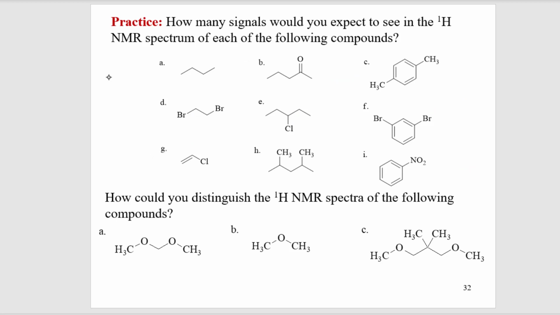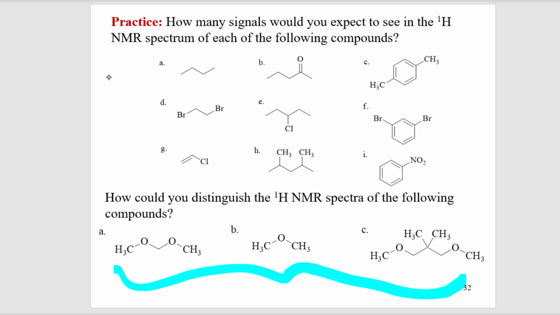Here is some practice for you. Take each molecule given and determine how many signals you would expect to see in a proton NMR for each of the compounds. And then, just using the number of signals, would you be able to decipher between A, B, and C at the bottom here? Could you take these three molecules and, just by the number of signals, given 3 spectra, match the molecule with its spectrum? I'll have you guys try that.